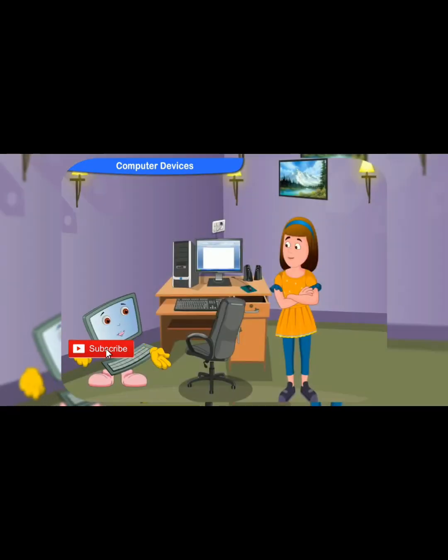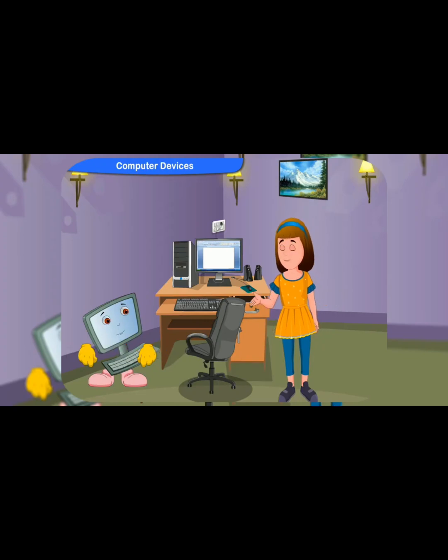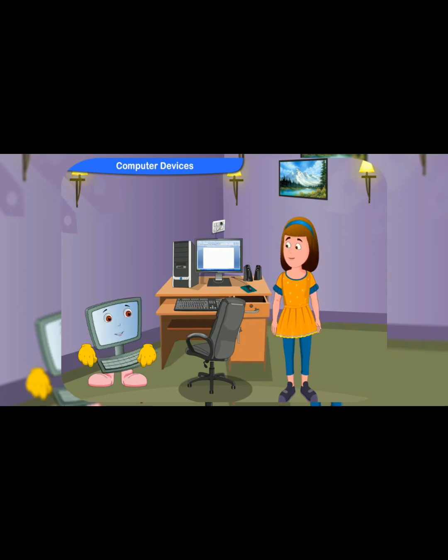What are you worried about, Rennie? Oh, Kliko, we have a computer test tomorrow. Our teacher said that the test will be about different types of computer devices. So, what is there to worry about? I know very little about computer devices. Don't worry, I am here to help you out. Oh, really? Thank you. Please teach me more about computer devices.